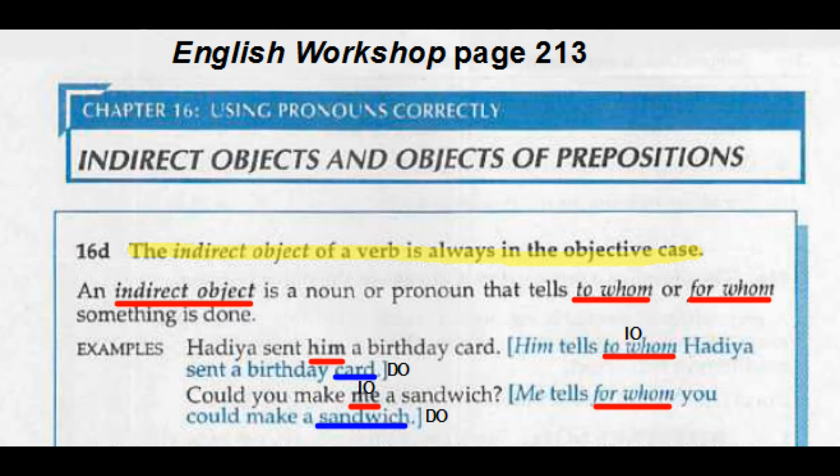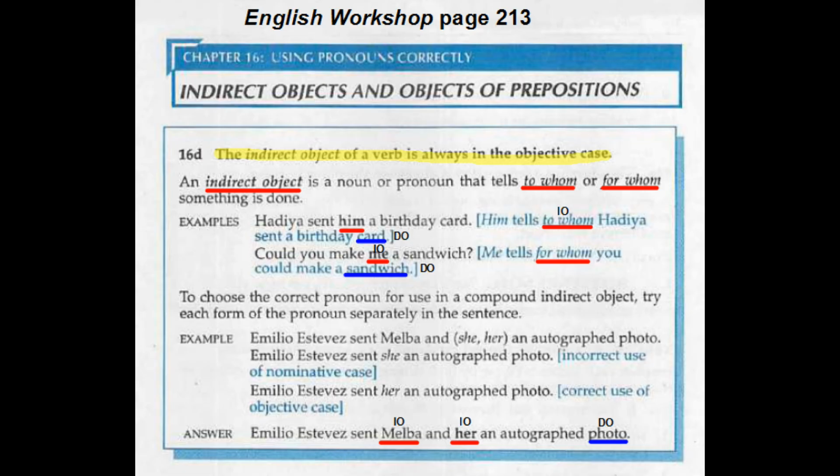All right, now let's look at the next examples. Could you make me a sandwich? Me tells for whom you could make a sandwich. So me is telling for whom, and sandwich is answering what. So we've got an indirect object and a direct object there as well. Okay, let's go ahead and continue.